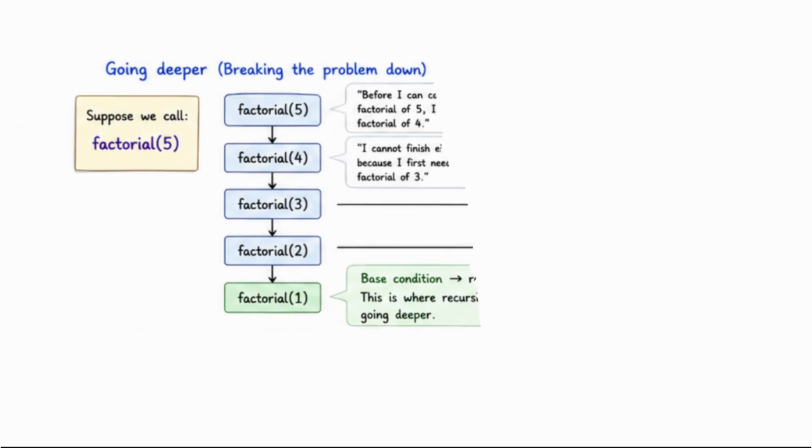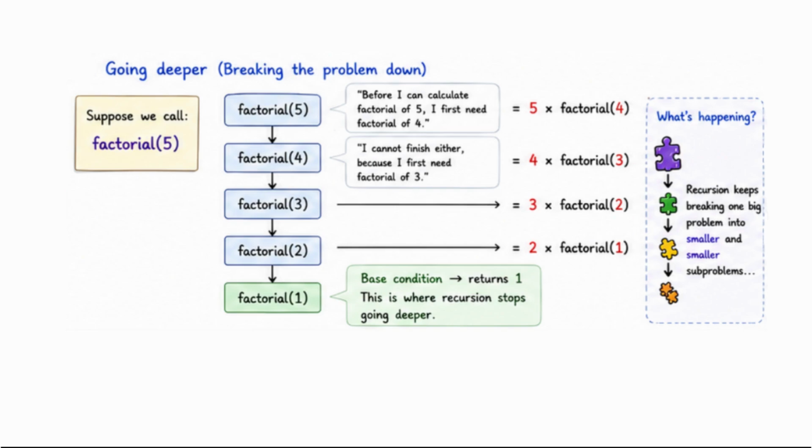Suppose we call factorial 5. The function does not immediately calculate the answer. Instead, it says, before I can calculate factorial of 5, I first need factorial of 4. So internally it becomes 5 into factorial of 4. Now factorial 4 says I cannot finish either because I first need factorial of 3. So now we get 4 into factorial of 3. Then factorial 3 says 3 into factorial 2. Then factorial 2 says 2 into factorial 1. And finally we reach factorial 1.